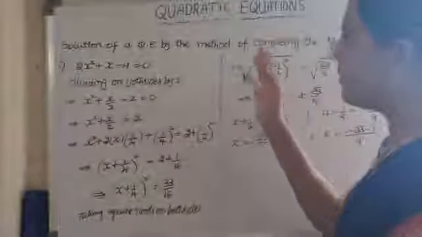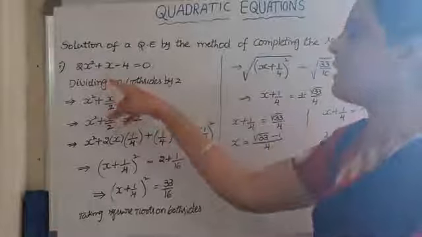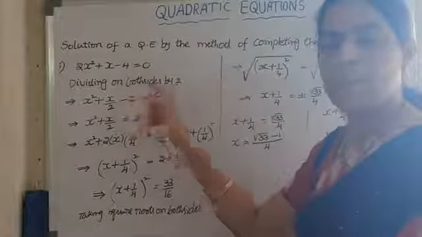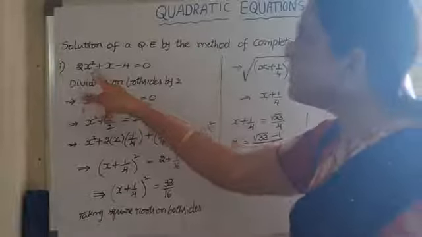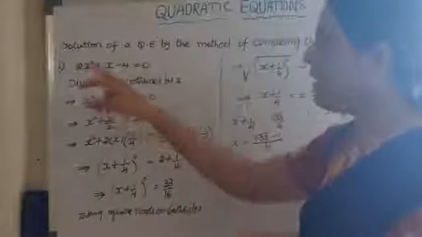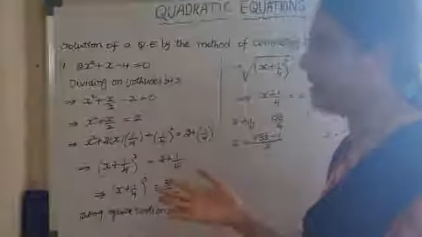Okay. What have we done? Once again I am repeating. First of all, the given quadratic equation is 2x square plus x minus 4 is equal to 0. To make the coefficient of x square as 1. Here this is 2. If here this is 5x square, dividing throughout the equation by 5, like that.